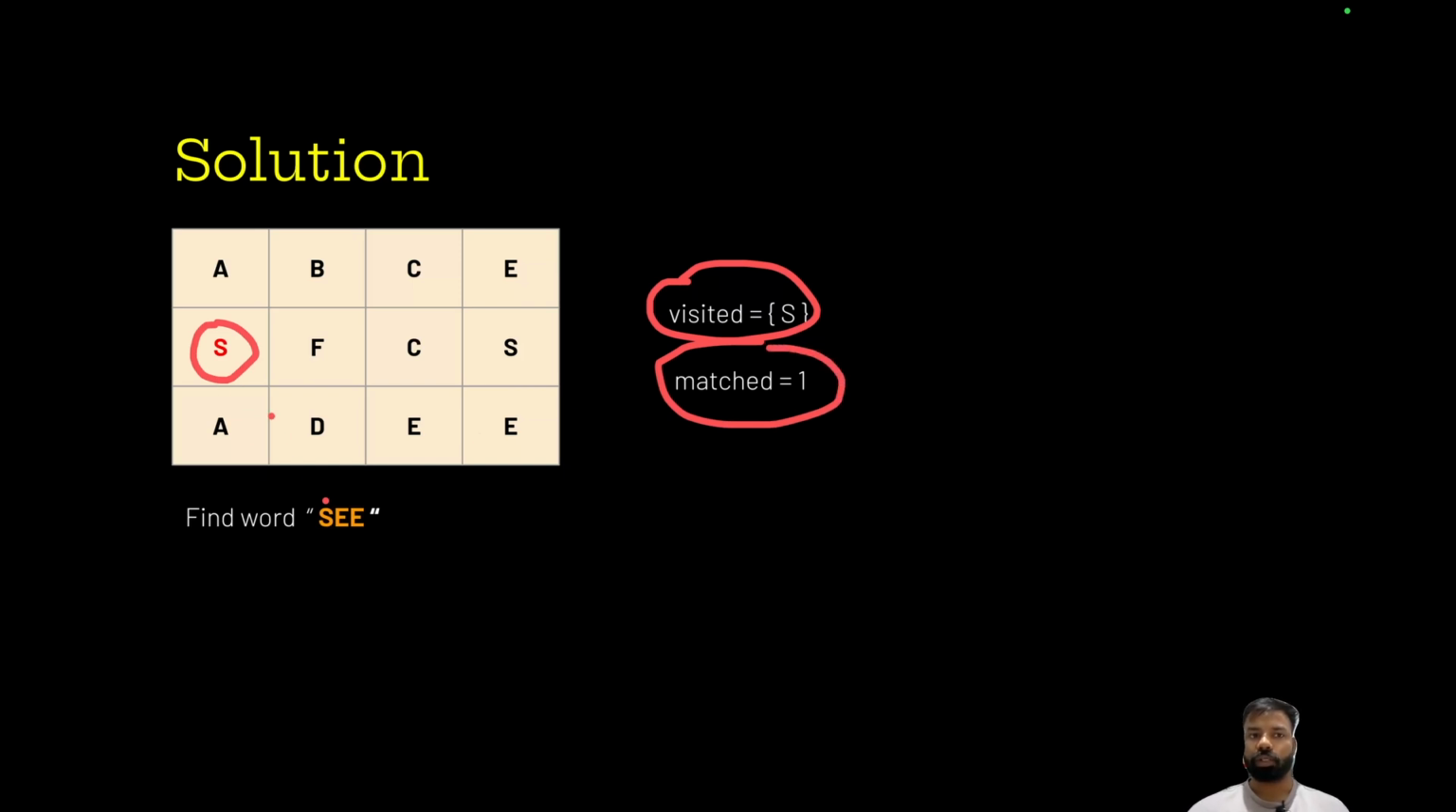Okay, and then we will start looking for the other words which are E and E, but sadly there are no other E next to this S. So we will not be able to form any solution. Now we will move forward to other elements, and finally we will get to this one S. So again we will add this to the visited set, and we will mark matched to be 1 because we have matched one word which is S.